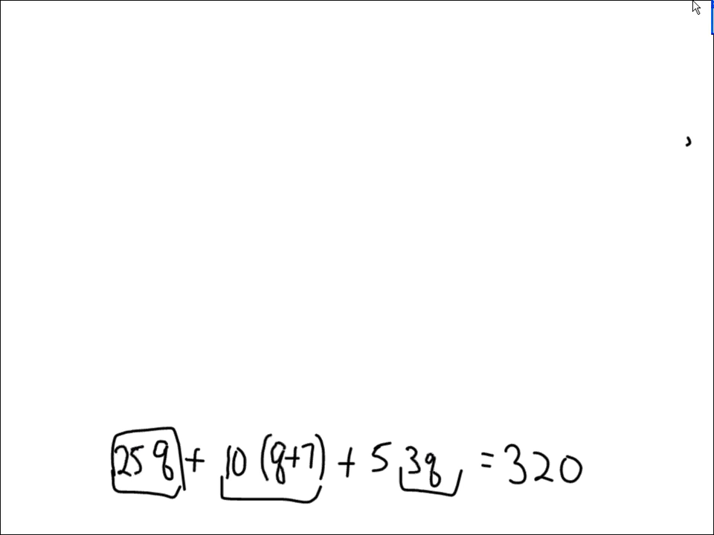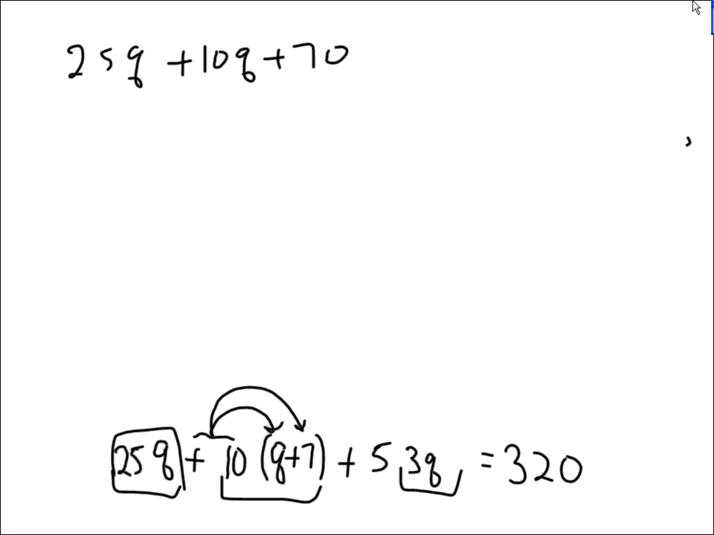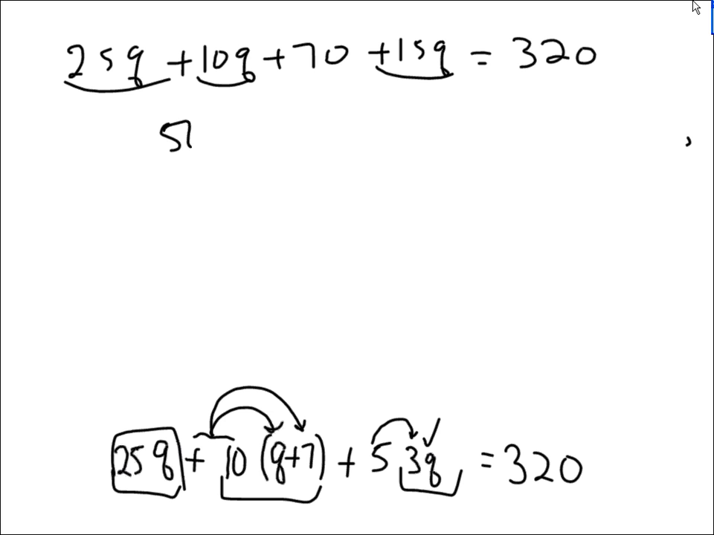So this here is 25Q. Positive 10 times Q is positive 10Q. Positive 10 times positive 7 is positive 70. And plus 5 times 3 is 15 times Q is 15Q. And this is 320. Well, 25Q plus 15Q is 40Q plus 10Q more. Why, that's 50Q plus 70. And this is equal to 320.